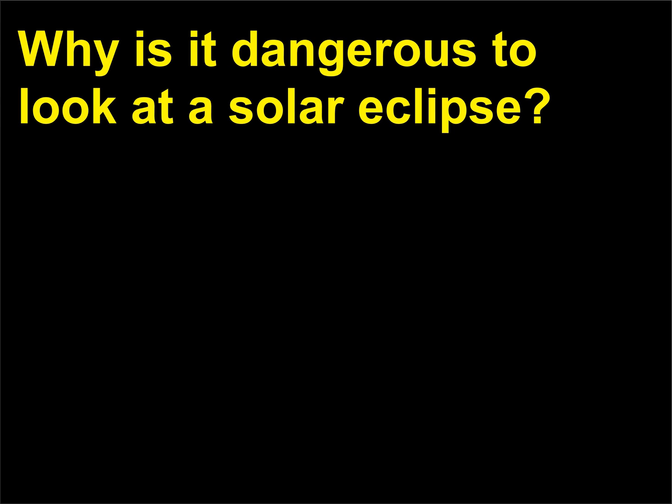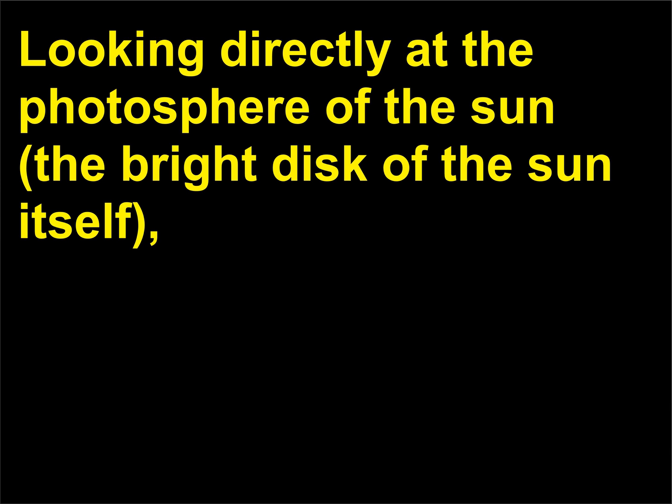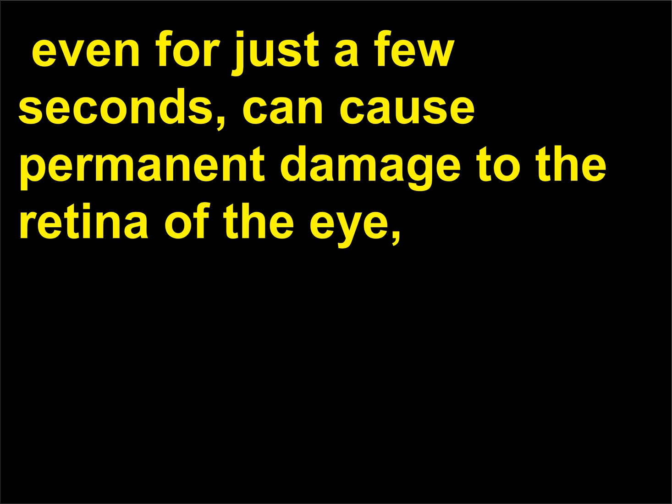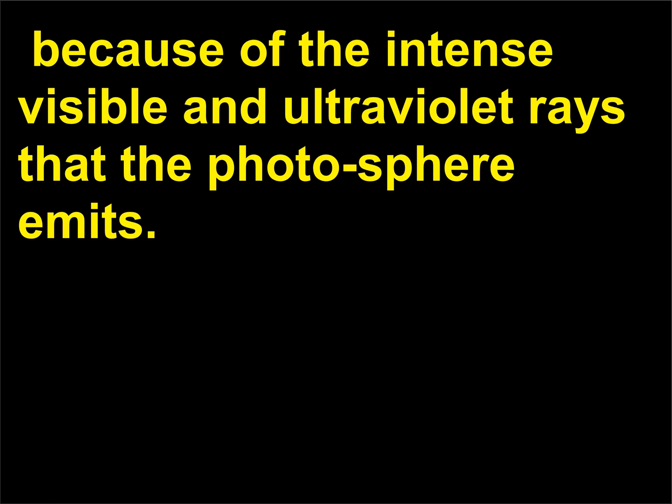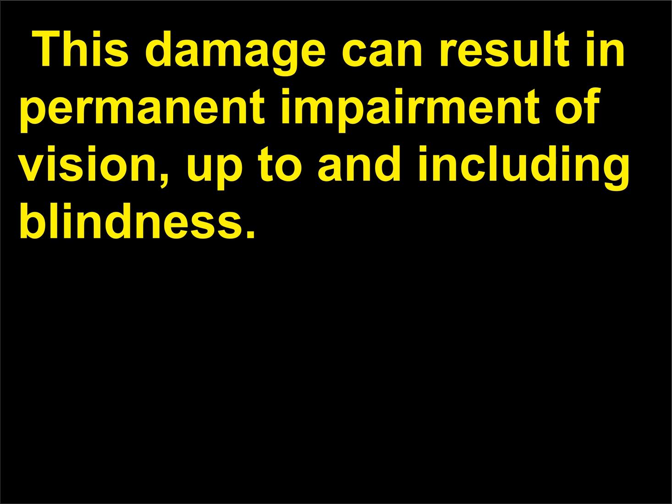Why is it dangerous to look at a solar eclipse? Looking directly at the photosphere of the Sun, the bright disk of the Sun itself, even for just a few seconds, can cause permanent damage to the retina of the eye, because of the intense visible and ultraviolet rays that the photosphere emits. This damage can result in permanent impairment of vision, up to and including blindness.